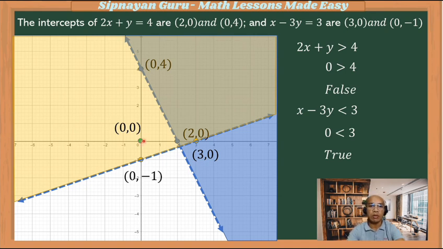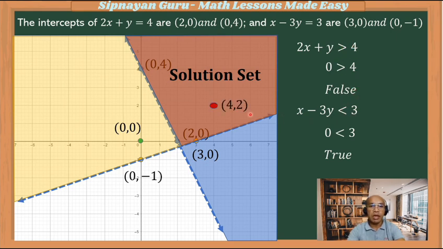This is the origin. Which region do these two graphs of the solution set overlap? So in this case, these two solutions overlap in this region. And this will be the solution set of the given inequalities, 2x plus y is greater than 4 and x minus 3y less than 3. Which means all the points that can be found in this region will make these two inequalities true.